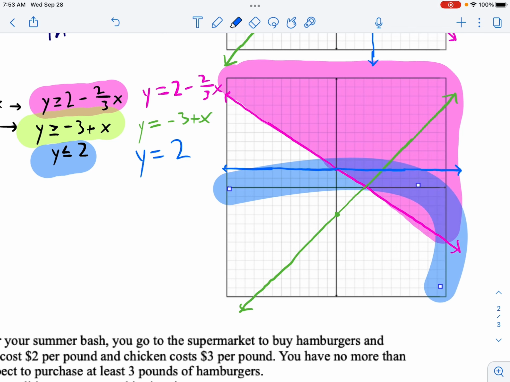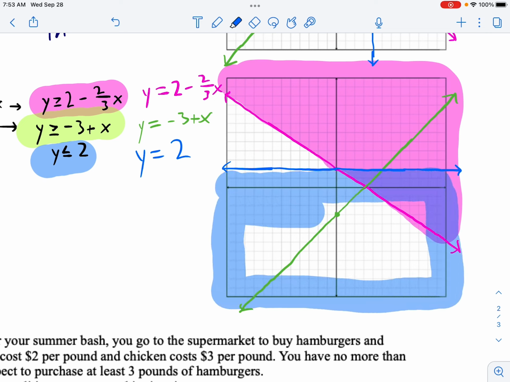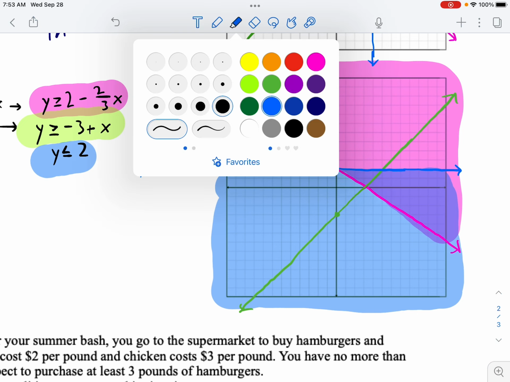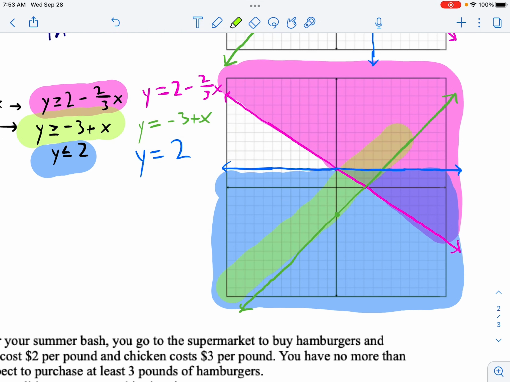Okay, yeah. So we're going to shade below the blue line. All right. So there we go. And then, I'm sorry, guys. I just realized I forgot to shade for my green line here, okay? So let's look at my green inequality. So this green line is the line where y equals negative 3 plus x. We want to shade all my y's that are greater than or equal to negative 3 plus x. So we're going to shade above the green line.